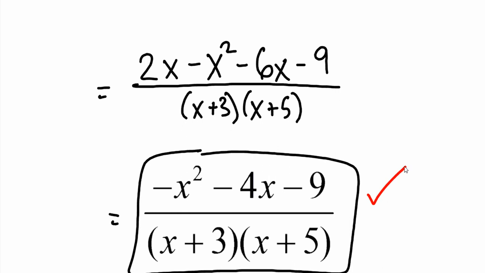And that's it. That's how you add and subtract with rational expressions. They're just kind of like fancier fractions. You need a common denominator.